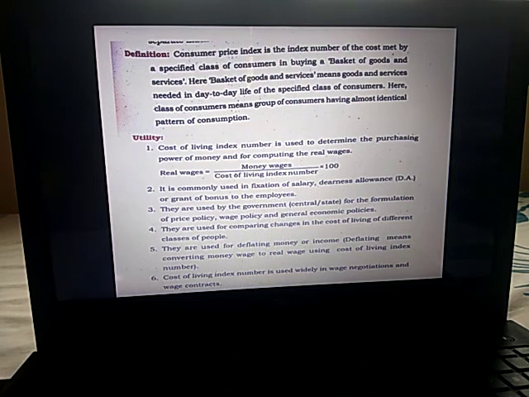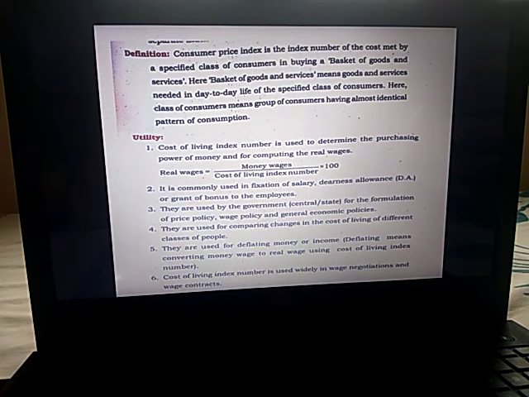Utility: Cost of living index number is used to determine the purchasing power of money and for computing the real wages. Real wages is computed by money wages divided by cost of living index number into 100. It is commonly used in fixation of salary, dearness allowance or grant of bonus of the employees. They are used by the government for the formulation of price policy, wage policy and general economic policies.